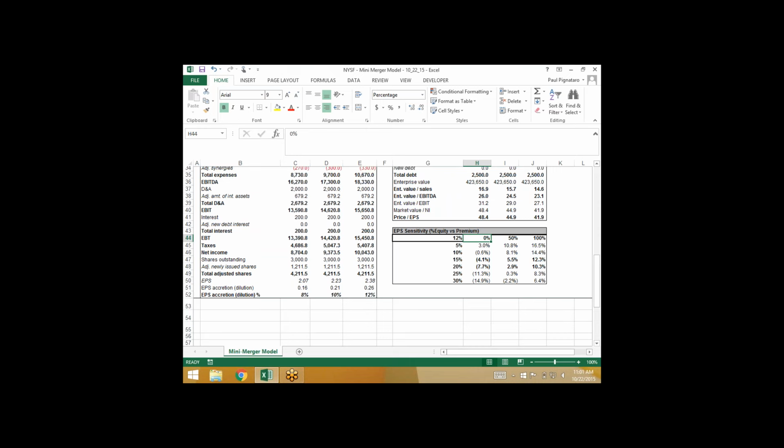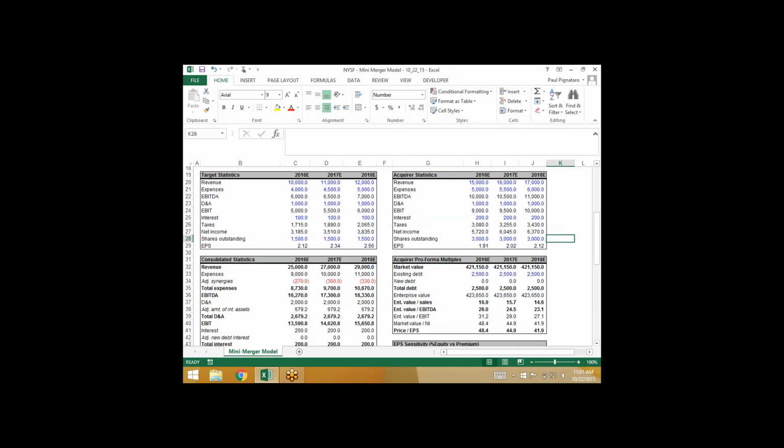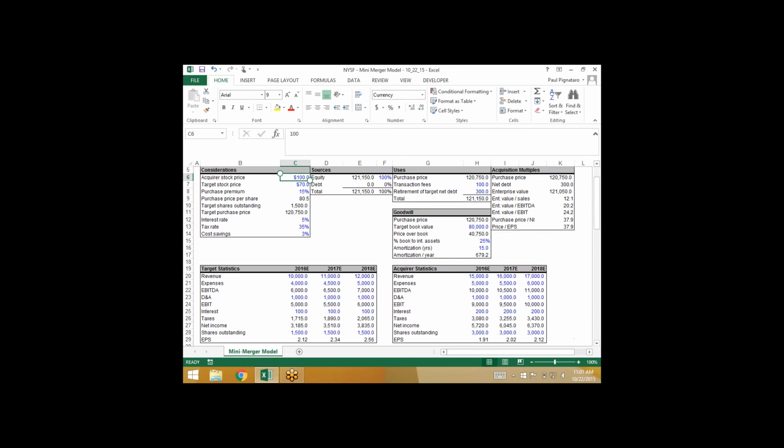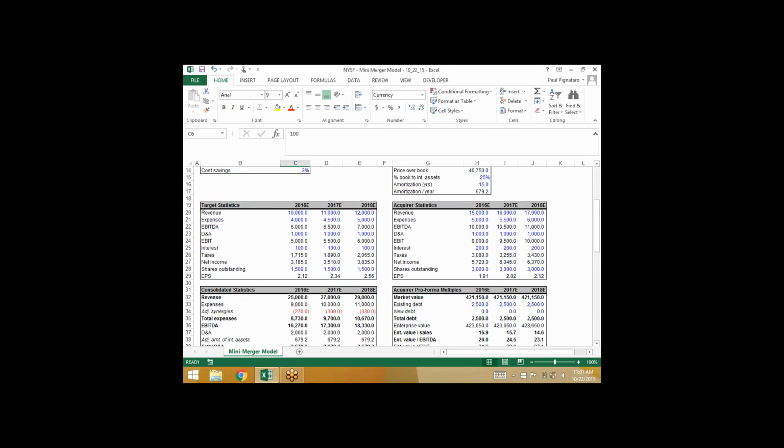So let me explain that. It's 11 o'clock, so let's go real quick. The acquirer's stock price is 100. The acquirer's EPS is 2. So the acquirer's PE is about 50, overvalued, right? Traditional PEs, the S&P 500 is 15, 16 times. The acquirer is overvalued, case in point. If the acquirer was appropriately valued at about 15 times PE, we should see a standard trend.